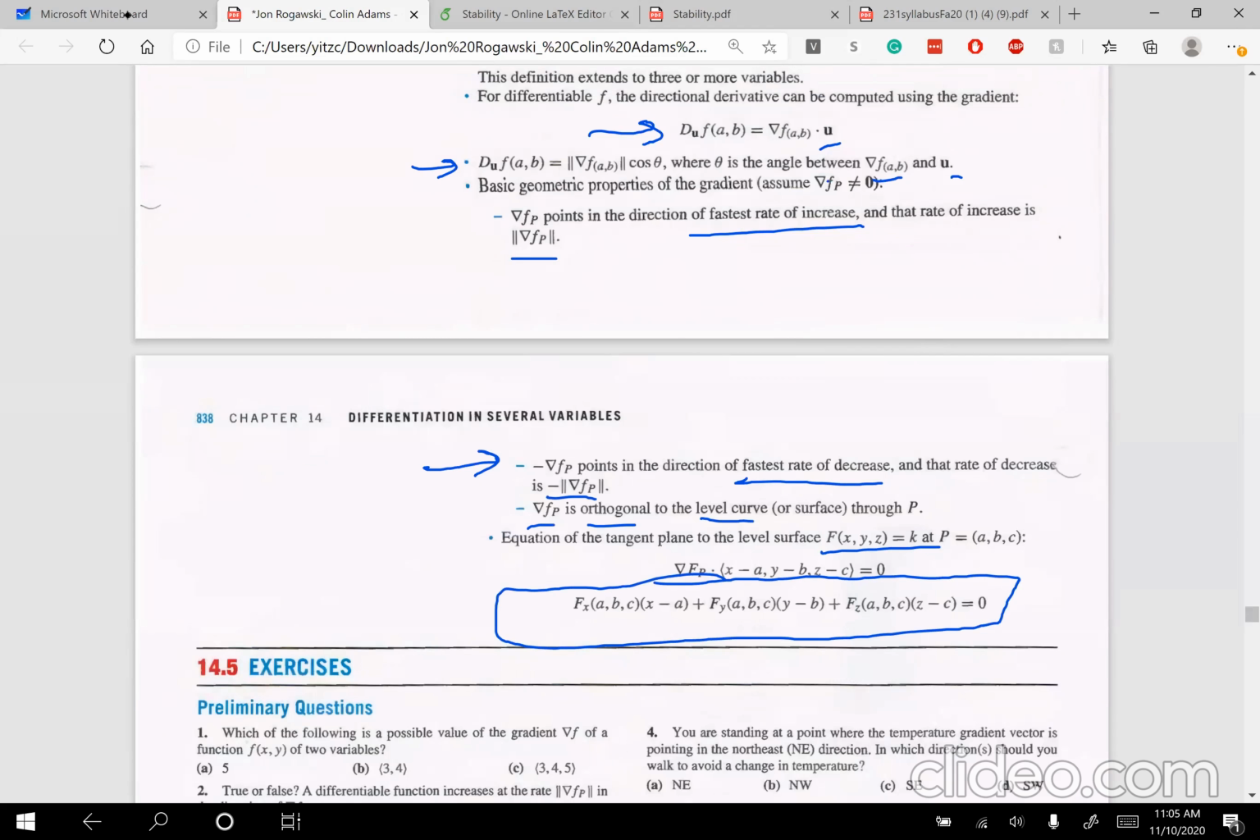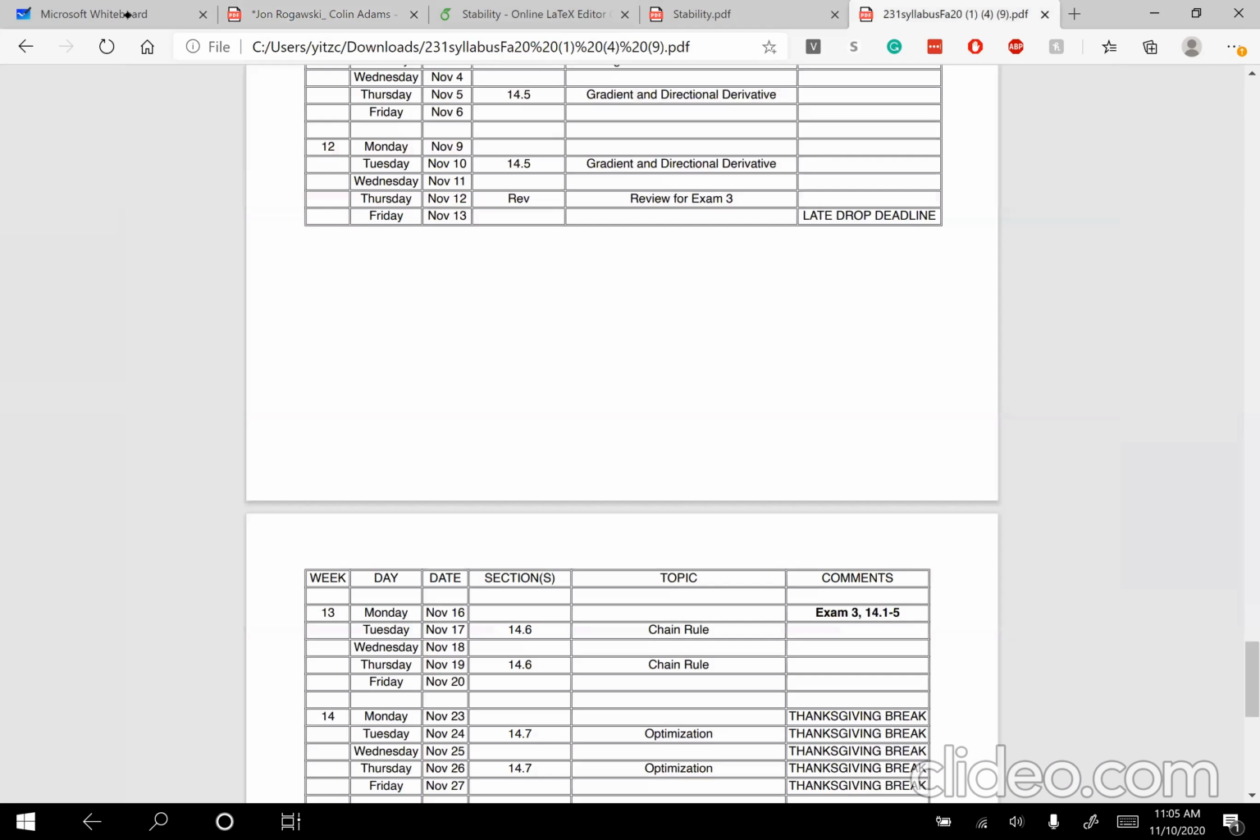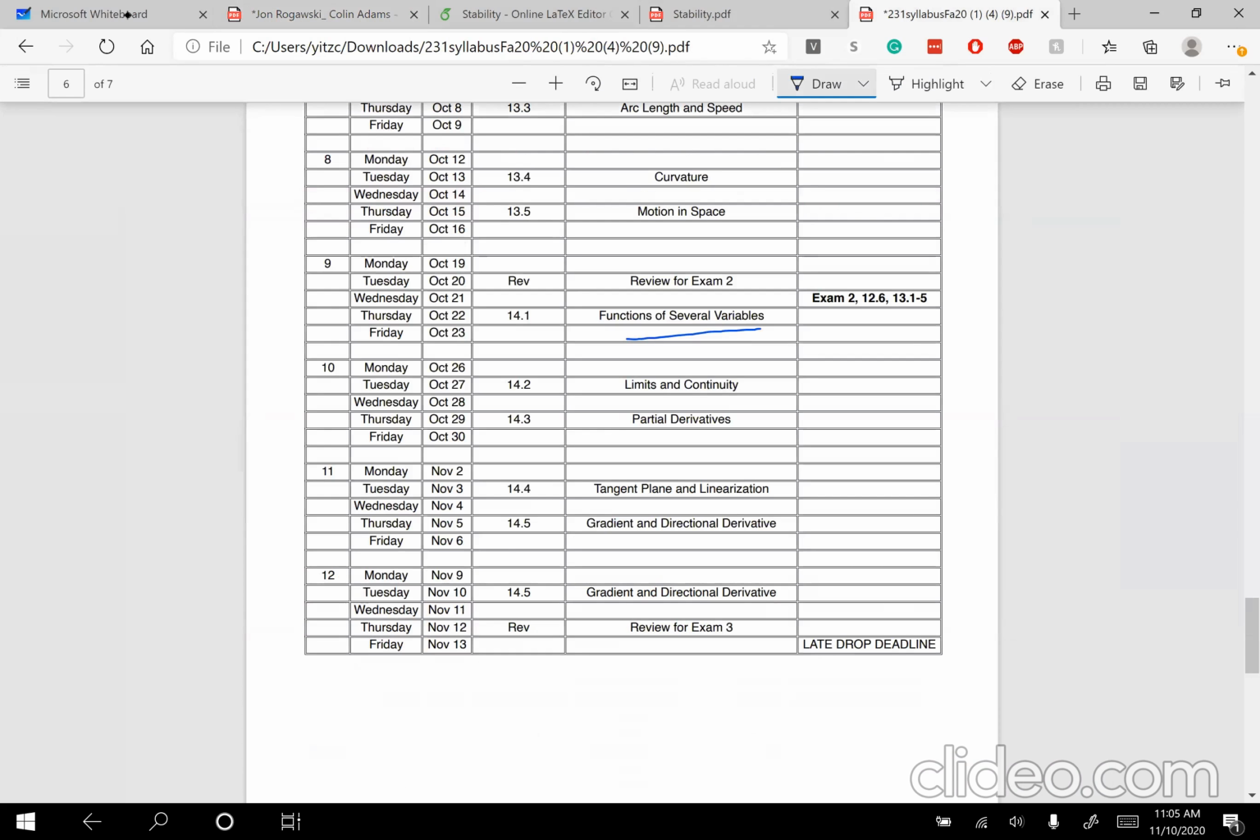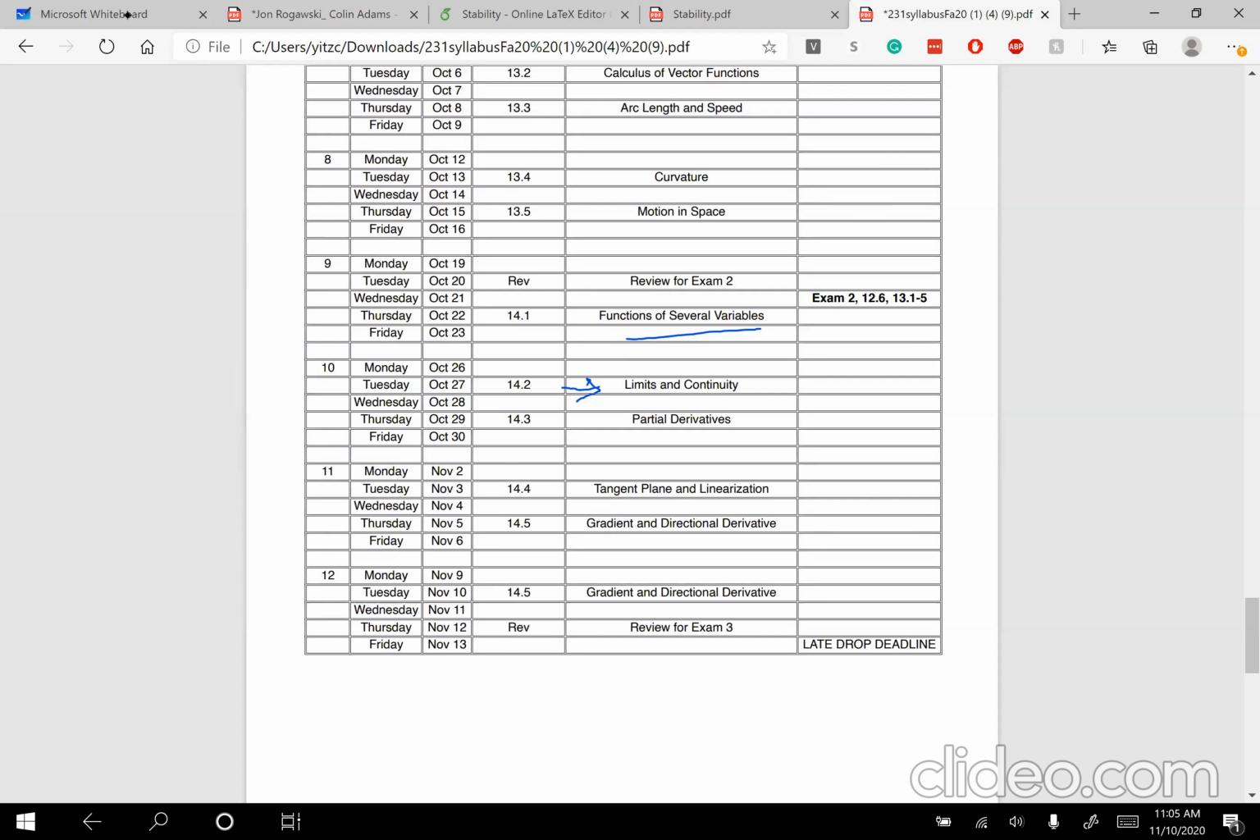Okay, so the test is going to start from functions of several variables. For limits and continuity, you do not have to know the epsilon delta definition, but you do have to know how to show that a limit does not exist by choosing paths to approach a point. Or you need to show how a limit does exist using polar coordinates.